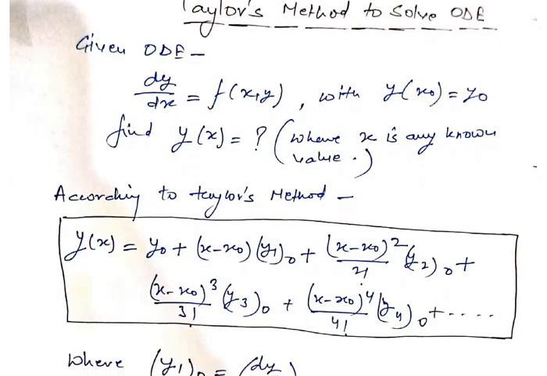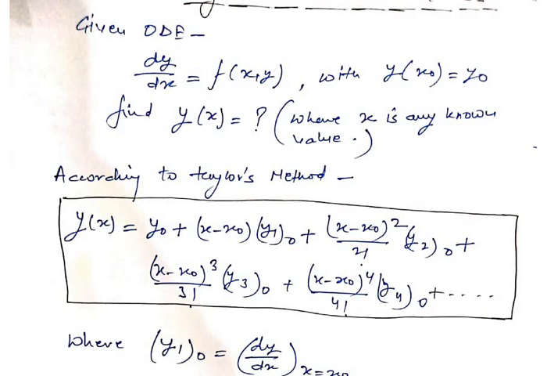So one question comes up: up to which level or order of differentiation do we have to go in this formula? We will find the derivatives and their values, and at least 3 to 4 non-zero derivative values we must have.